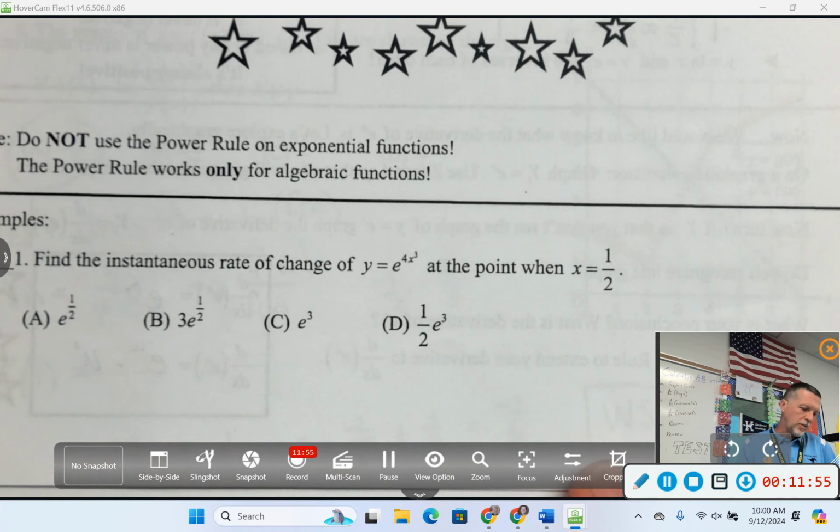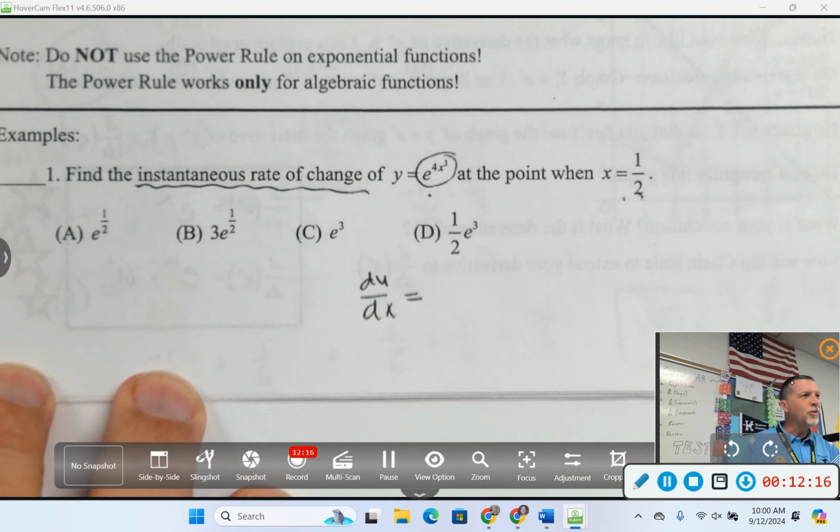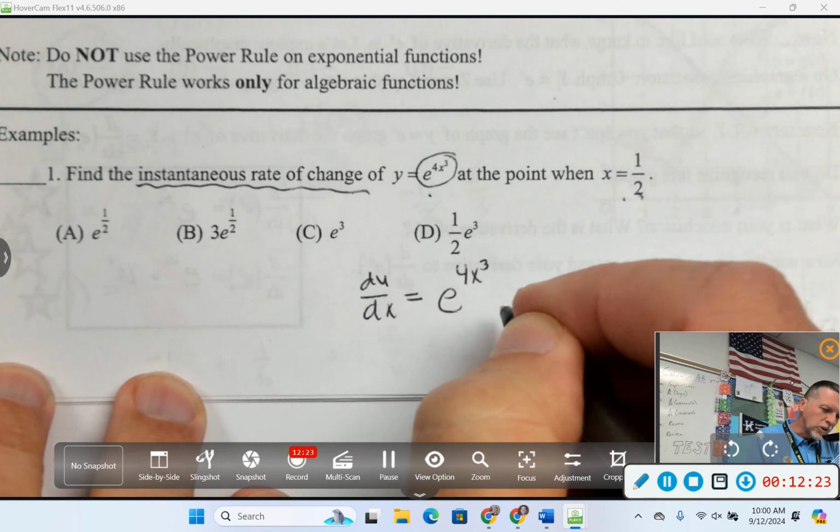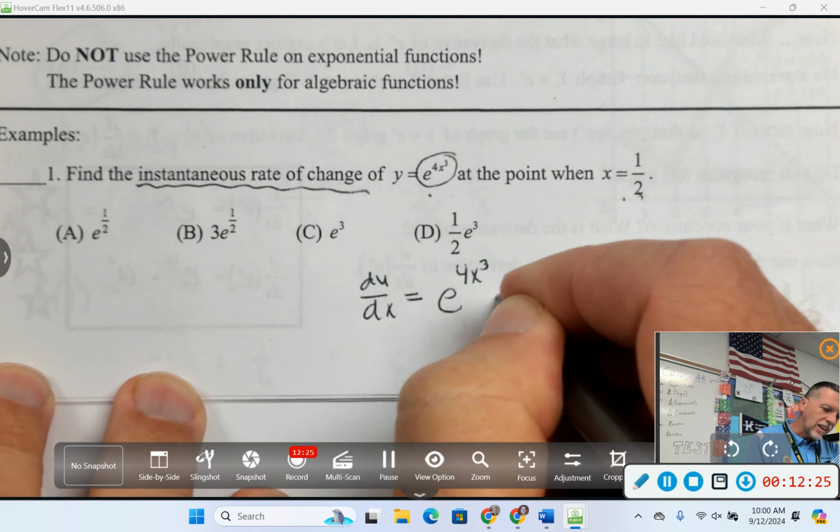All right, some examples. Find the instantaneous rate of change. Well, again, derivative of this thing at x equals 1/2. So I'll have to plug that in a minute. So dy dx. Hey, these feel weird because it's like, wait a minute, I didn't do anything. The derivative of e to the 4x cubed is e to the 4x cubed. Sort of, right?